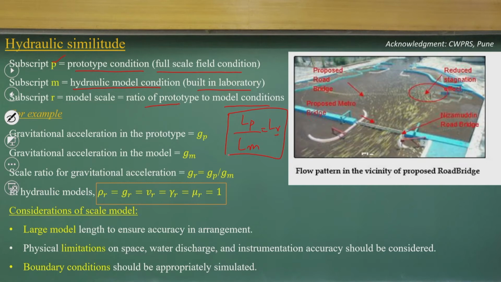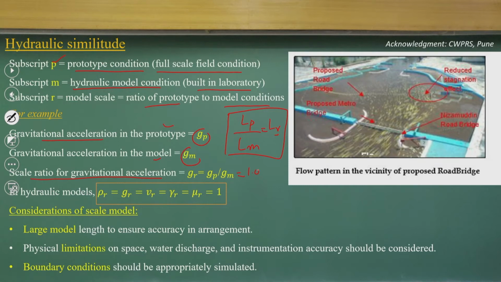If you look at it, in most cases we do the studies on the earth. So, considering that, the gravitational accelerations of the prototype and model, Gp and Gm, are equal. That is the reason the scale ratio for the gravitational acceleration comes out to be 1. So, we are using the same fluid, the same water or same liquid, whatever it is, in any physical model.